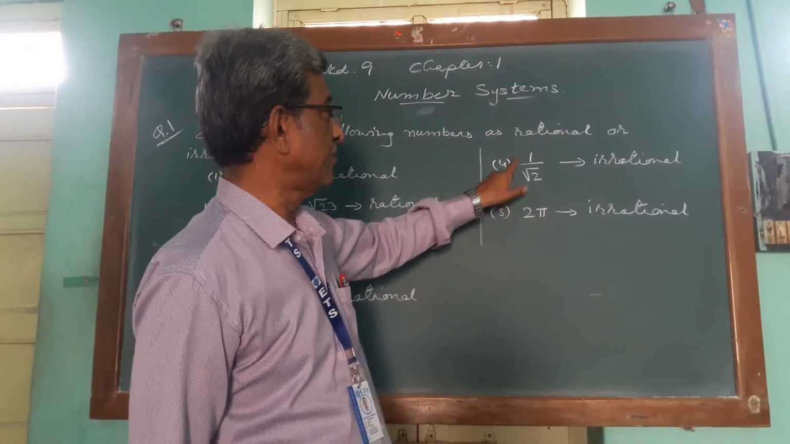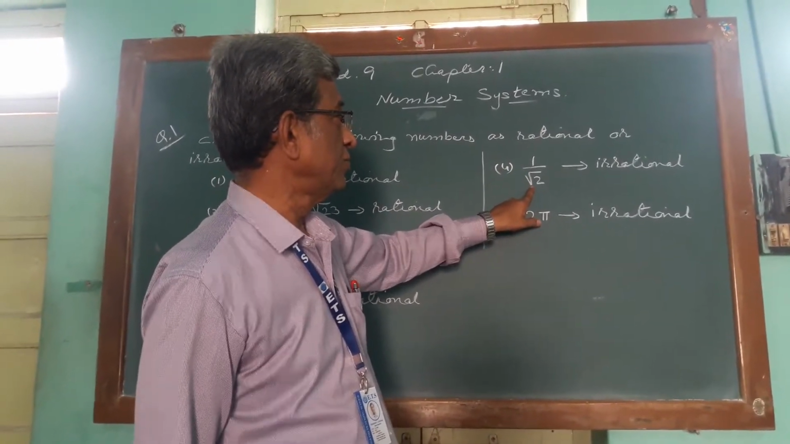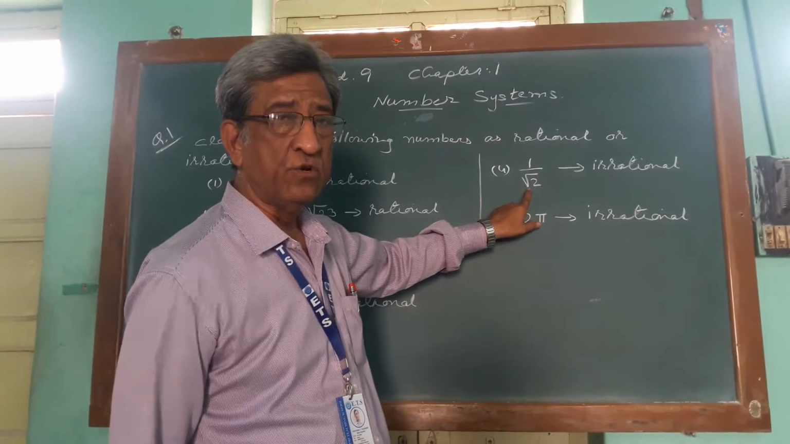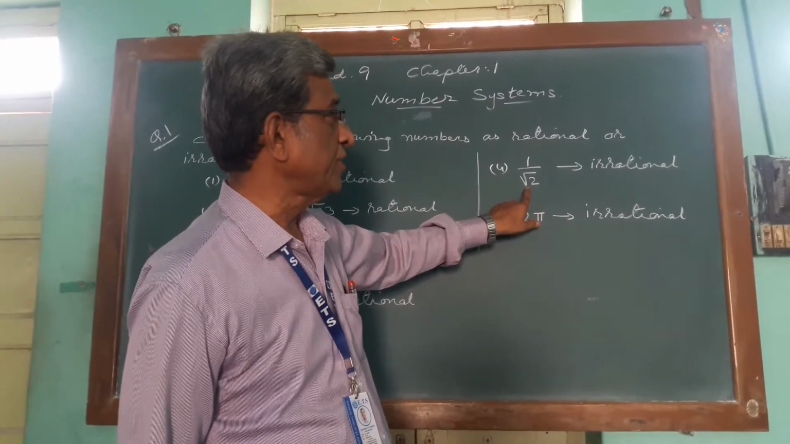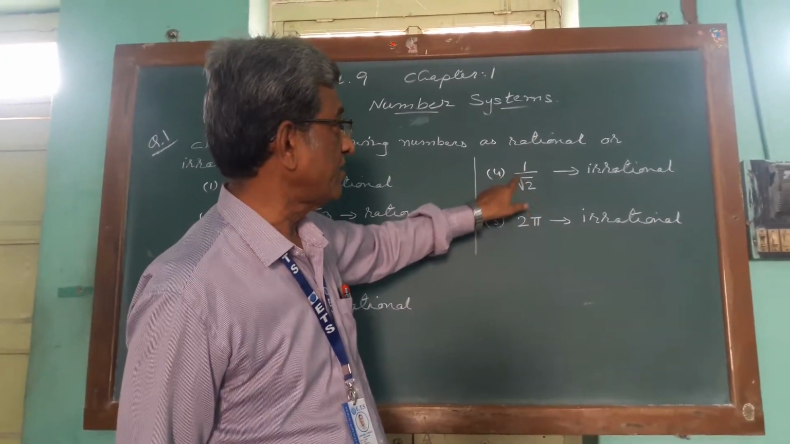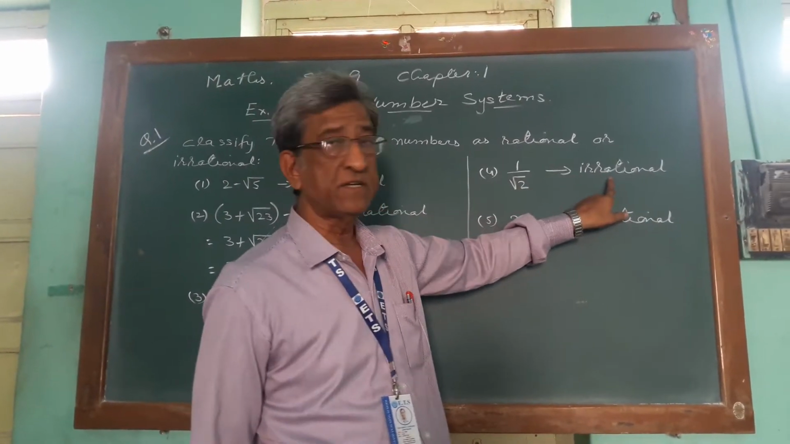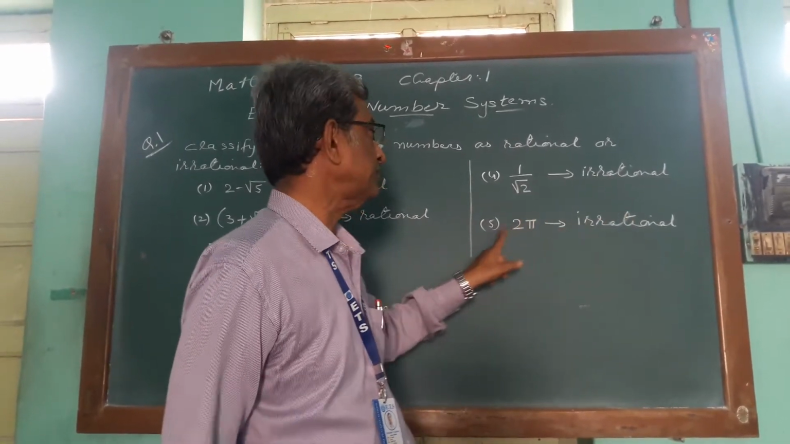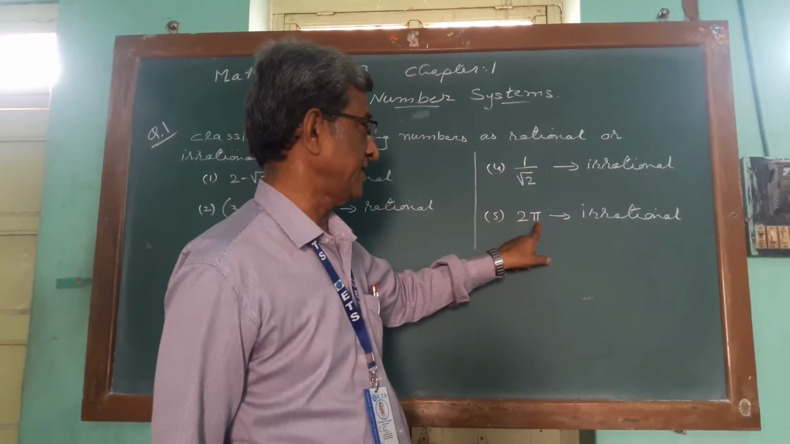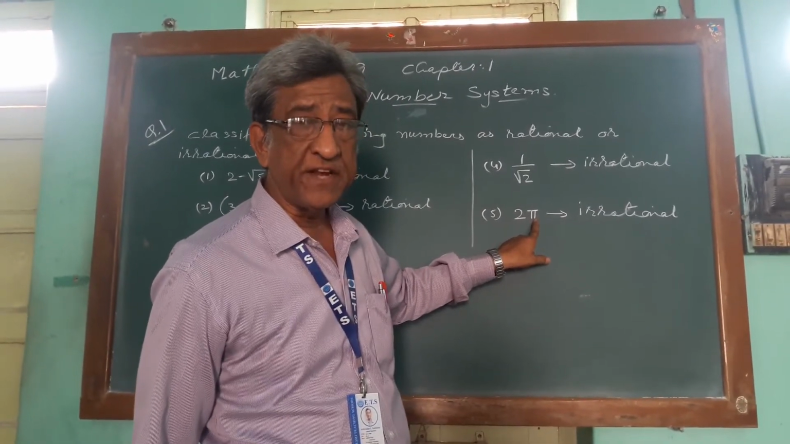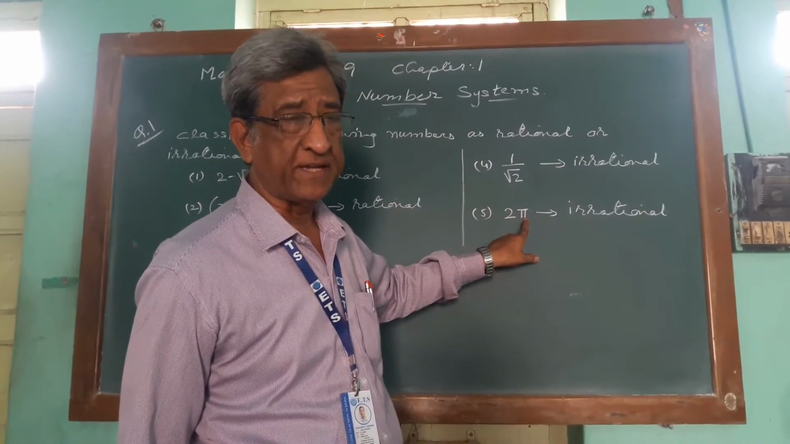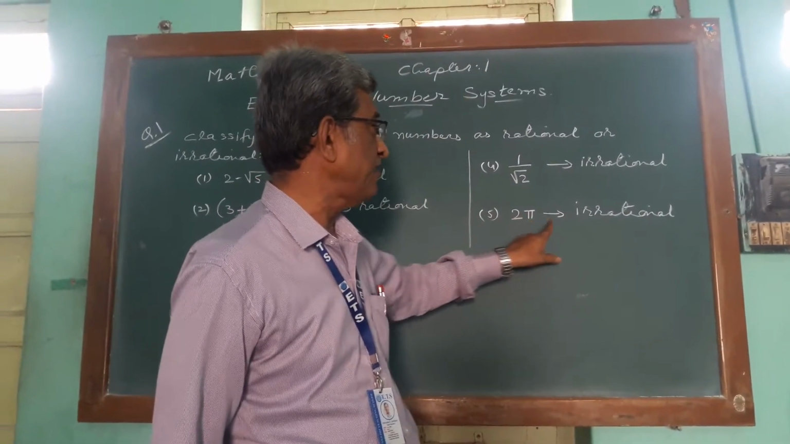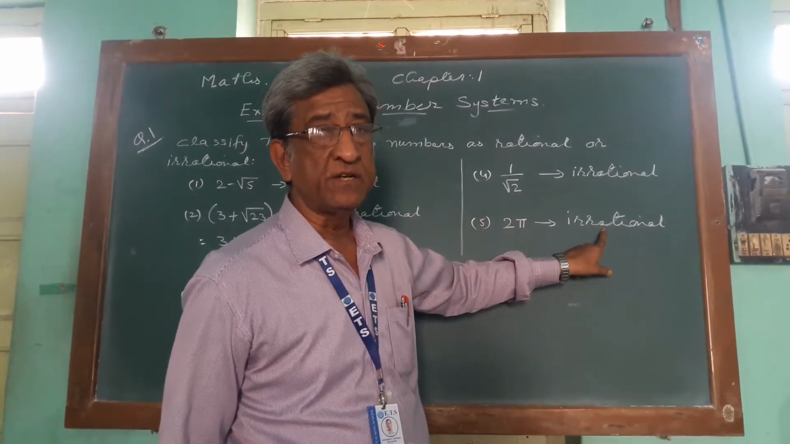Fourth one, 1 upon root 2. You know that we cannot find the root of 2. So root 2 is an irrational number. So 1 upon root 2 is also an irrational number. Fifth, 2 pi. Pi is an irrational number. You know the value of pi. So 2 pi will be an irrational number.